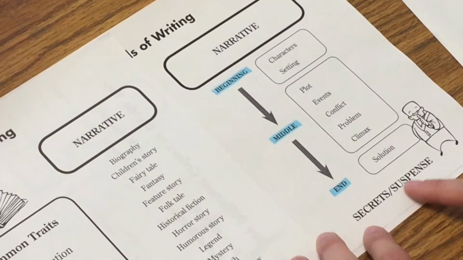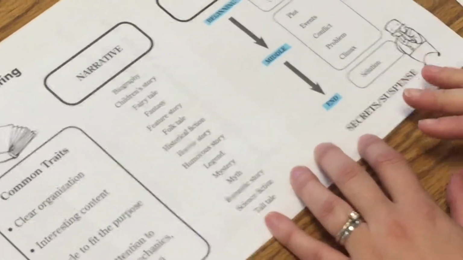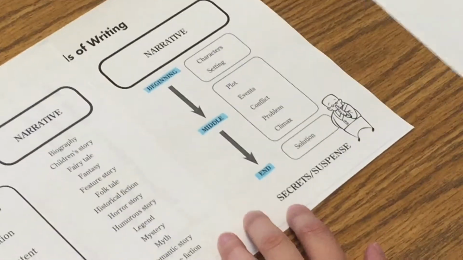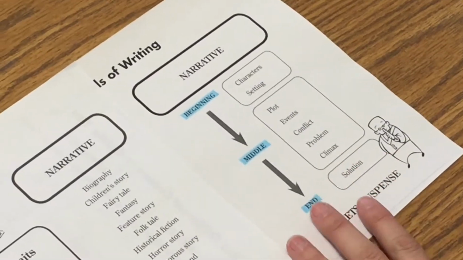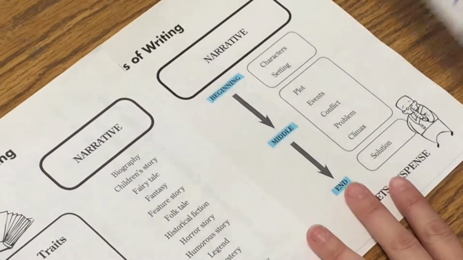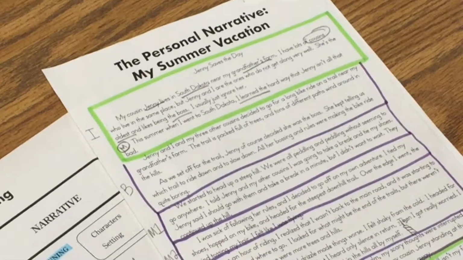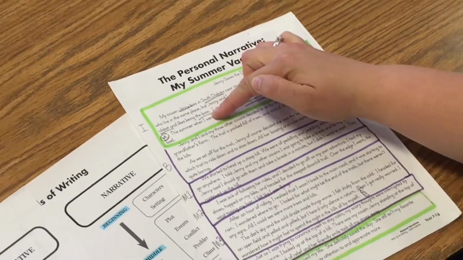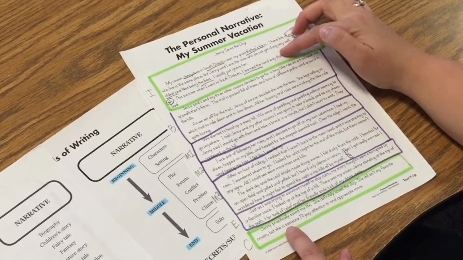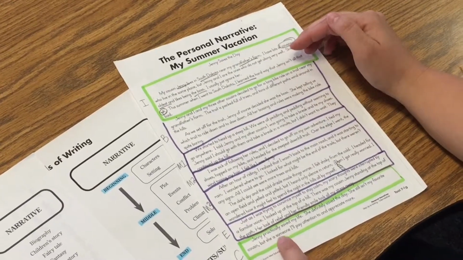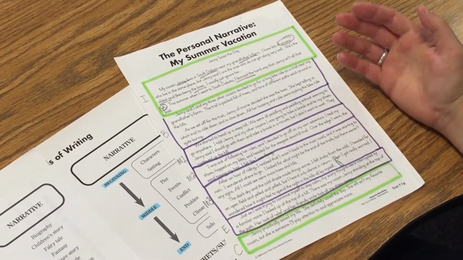In this one, there are some secrets. You don't tell everything right in the beginning. Another type of writing is personal narrative, and personal narrative is very similar to narrative, although there is an introduction and a conclusion. And in the introduction and conclusion, we learn about what happens in the story.